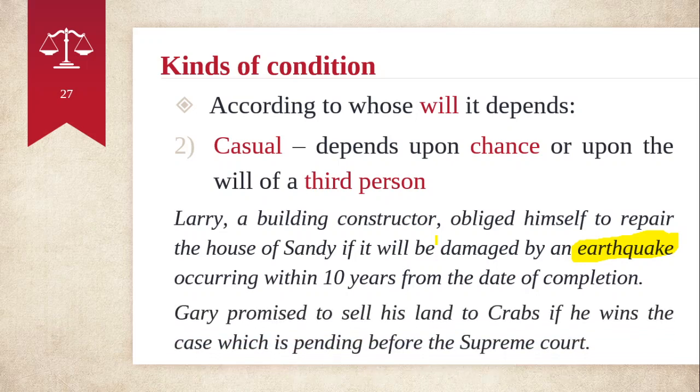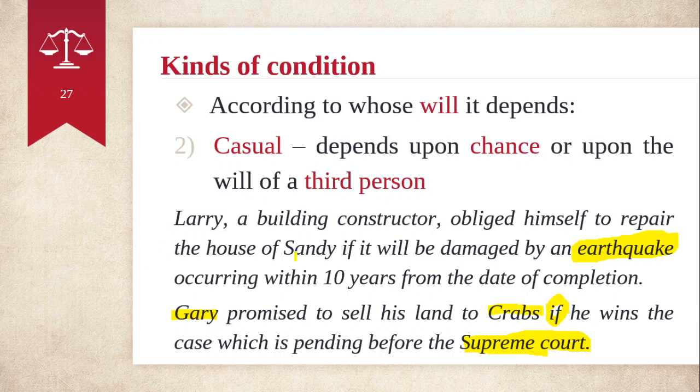Gary promised to sell his land to Krabs if he wins the case which is pending before the Supreme Court. This is another example. So, si Gary ngayon ang magiging debtor. Kanino niya ibibigay or ibibenta rather ang land? Kay Krabs. Pero ano yung condition niya? If he wins. And who will determine kung mananalo siya or hindi sa kaso niya? Di ba kung sino yung prosecutor or yung judge sa Supreme Court? So, upon the will of the third person.